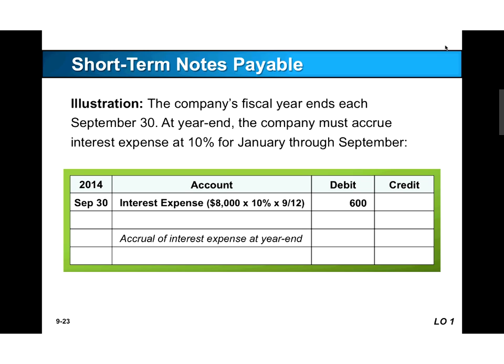And then the other side of this entry, we're going to credit interest payable for $600. So we're accruing the interest. We're debiting interest expense, crediting interest payable, and this is an accrual entry just like we did in prior chapters.